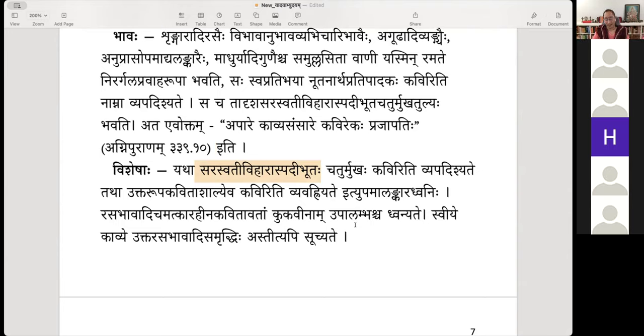Yasya Nishwasitam Vedaha, one whose mere breath is the Vedas. And Vedas are metrical compositions which came out of Brahma. So he is also the first Kavi. In that manner, tatha, in the same way, ukta rupa kavita shali, a person who is capable of creating kavita shali in the following manner that has been said, like rasa, bhava, etc., kavihi iti vyavahariyate. So, a person who is capable of creating such poetry is also called a kavi. So, this similarity is suggested. So, there is an upama alankara dhvani.